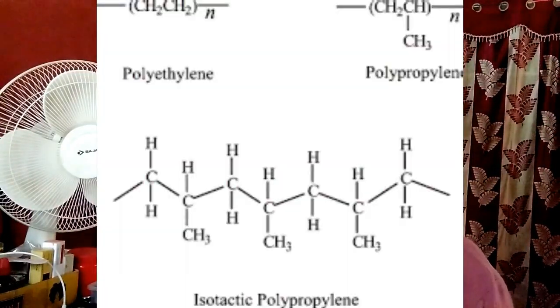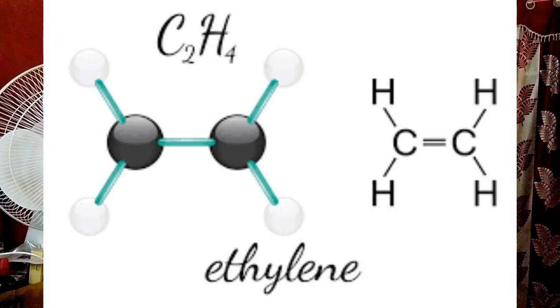And next point is, what are the two types of polyethylene? There are two main types of polyethylene. High density polyethylene, that is HDPE, and next is LDPE, low density polyethylene.